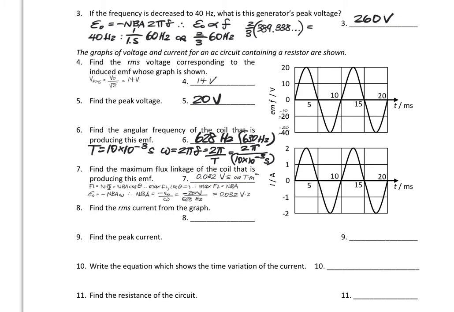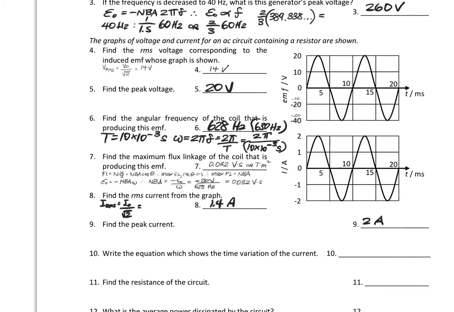Okay, let's get RMS current from the graph. And we find RMS current the same way that we find RMS voltage. And again, I don't know why it's asking for the RMS before the peak, because you need the peak value in order to get the RMS value, but whatever. So 8 and 9 are very similar to 4 and 5.